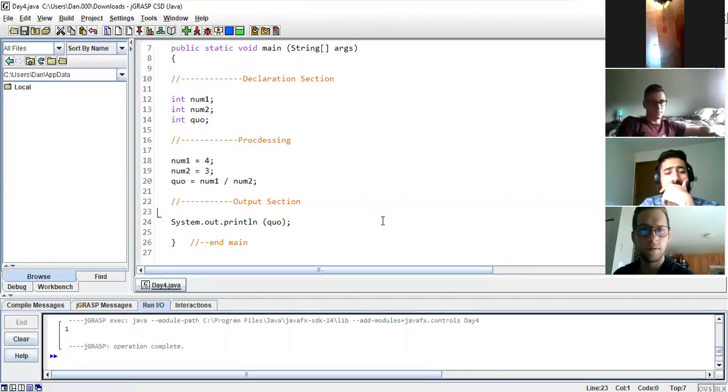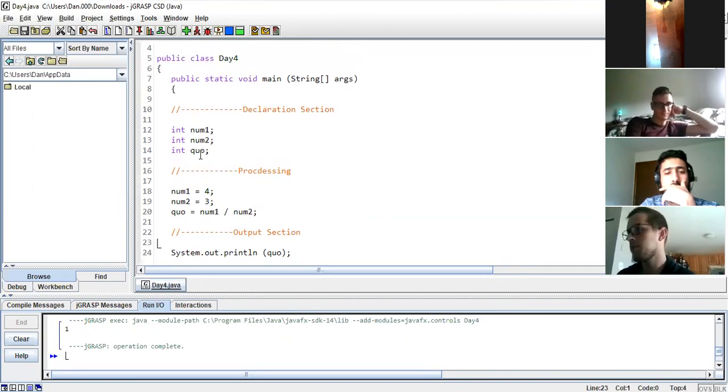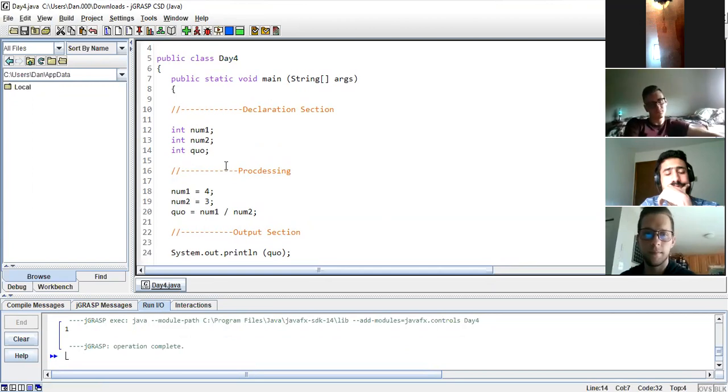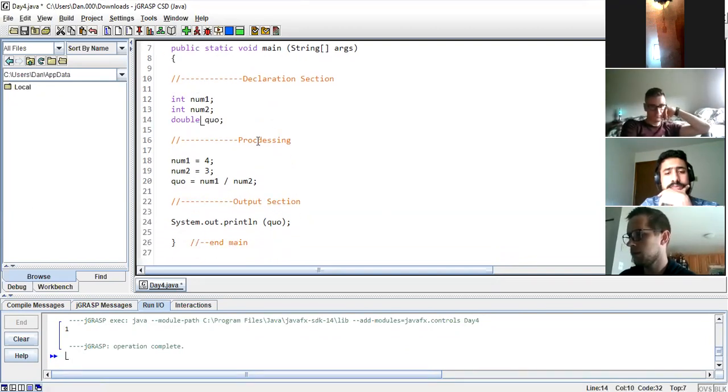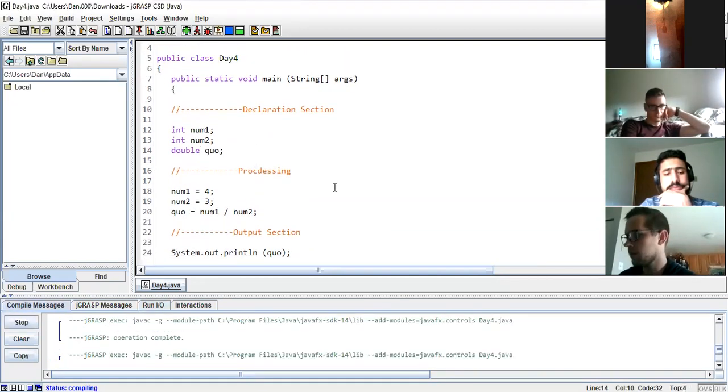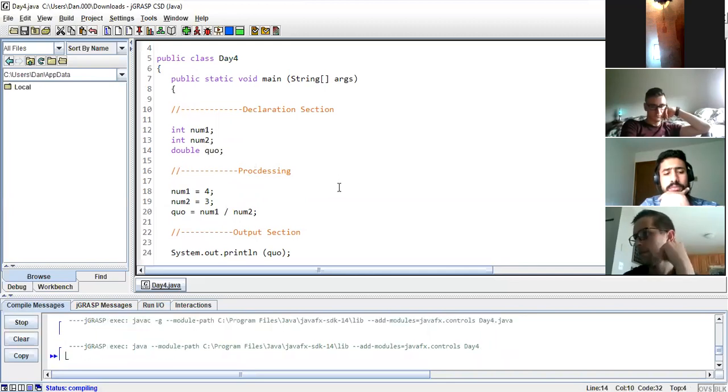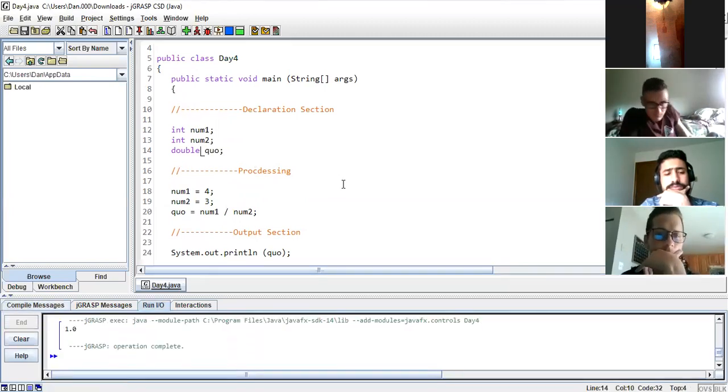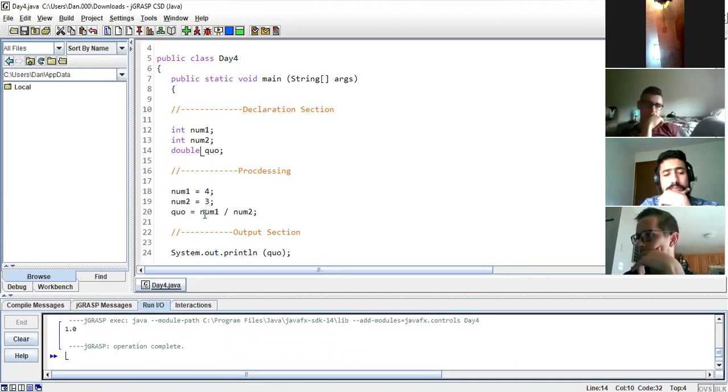Actually, the answer I get is a 1. Because remember, when I divide an integer by an integer, it's going to give me a 1. So I'm going to go up and see if this helps. What if I make quo a double? I'm actually still going to get the same thing. If I compile and run it, I'm going to get 1.0 exactly. That's not the answer I want. But num1 and num2 are both integers.